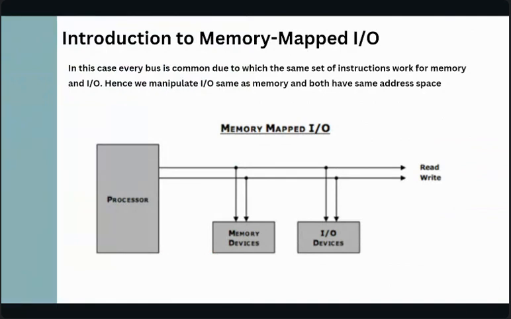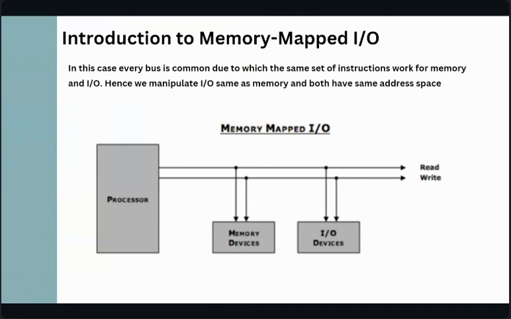First one is Introduction to Memory Mapped Input Output Devices. Memory mapped I/O is a method used to manage communication between the CPU and peripheral devices. In this method, device control registers are mapped to specific memory addresses, allowing the CPU to interact with hardware using standard memory instructions like load and store.